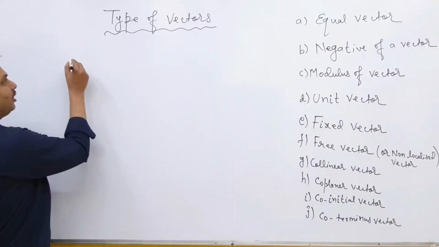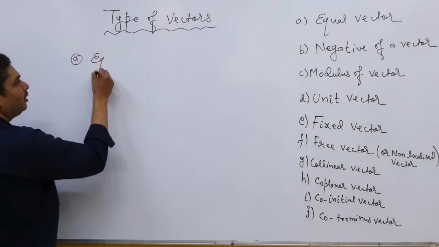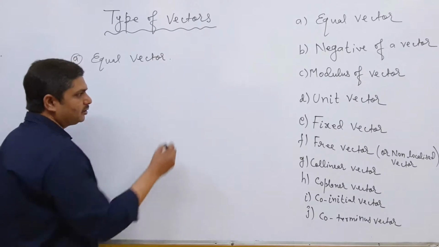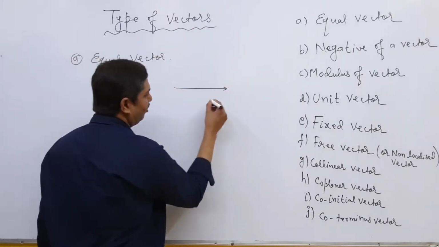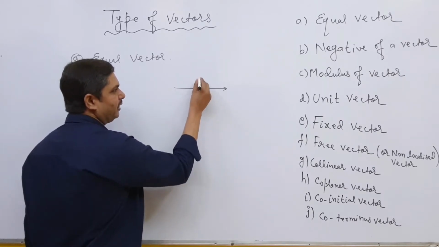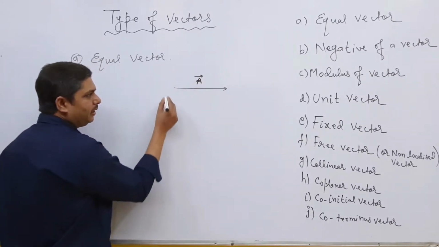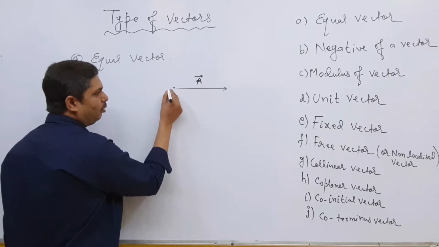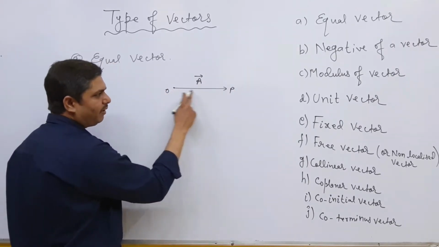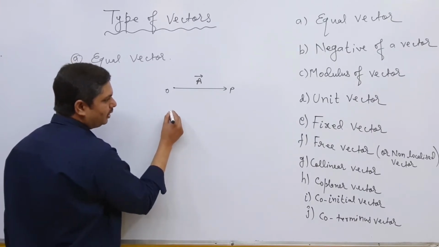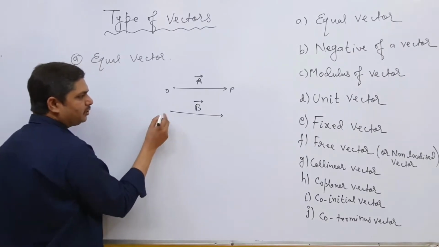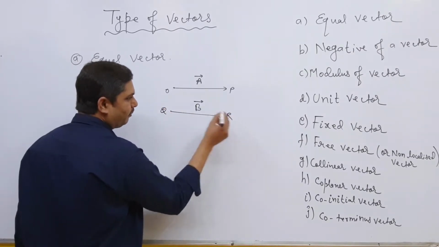The first one we are talking about is equal vector. Suppose you have an arrow with a line. This is said to be vector A. Then this is O and this is P. Initial point is O and final point is P. Let us draw another vector known as B. Initial point is Q and final point is R.